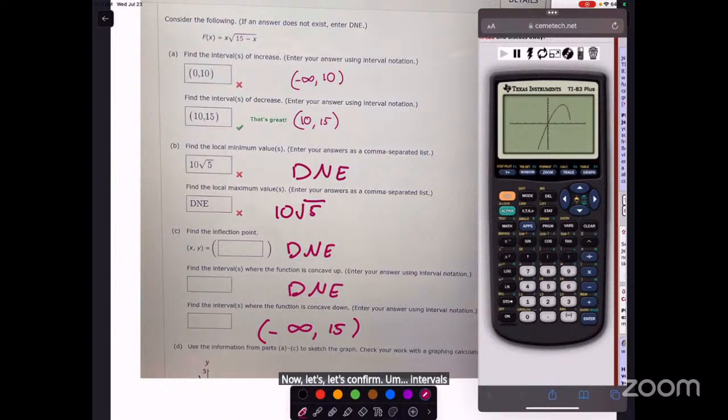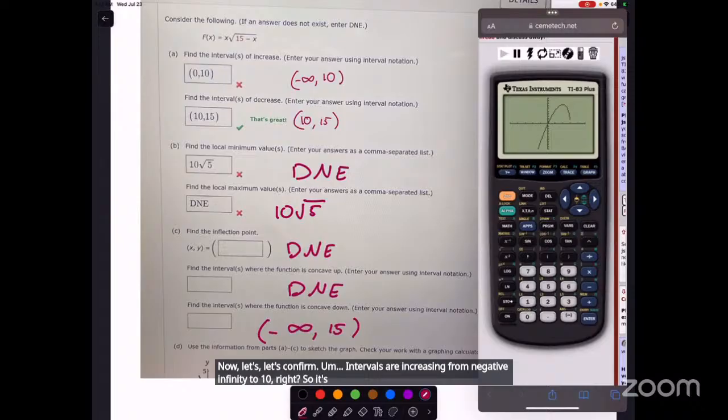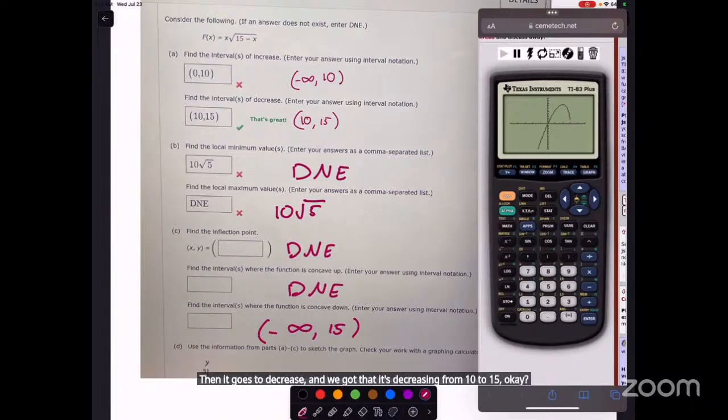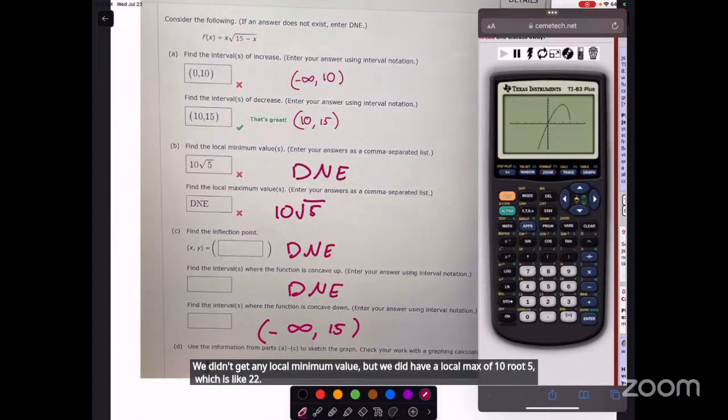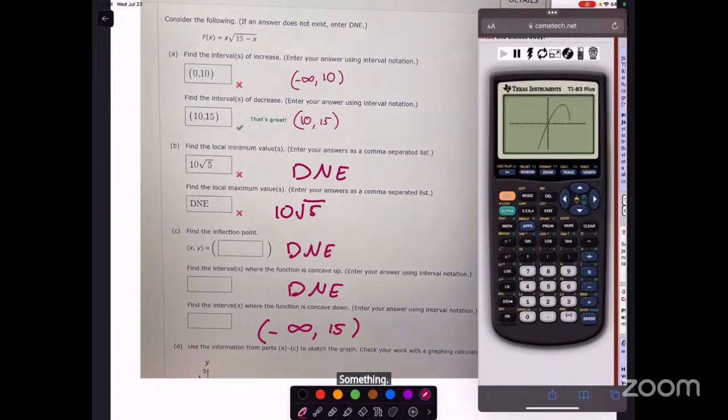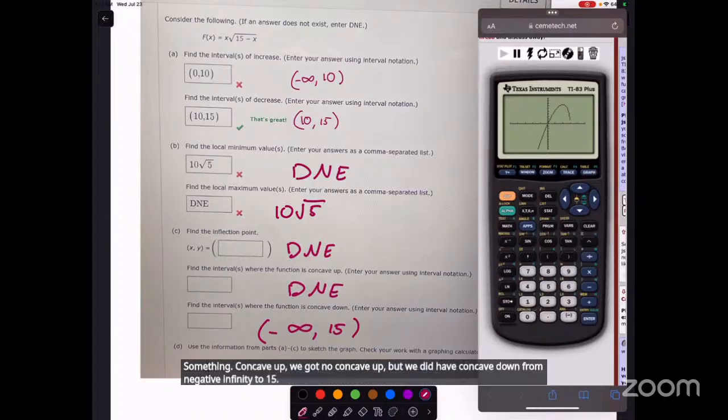Intervals are increasing from negative infinity to 10, right? So it's increasing up until once we hit 10, then it goes to decreasing. We got that it's decreasing from 10 to 15, okay? We didn't get any local minimum value, but we did have a local max of 10 root 5, which is like 22 something. Concave up, we got no concave up, but we did have concave down from negative infinity to 15. And then here's the image, right?